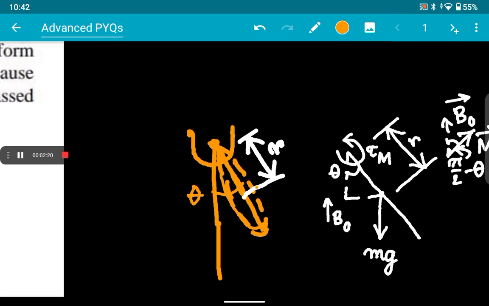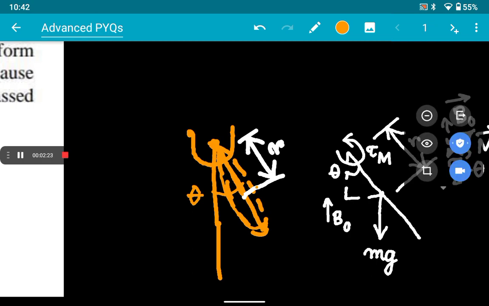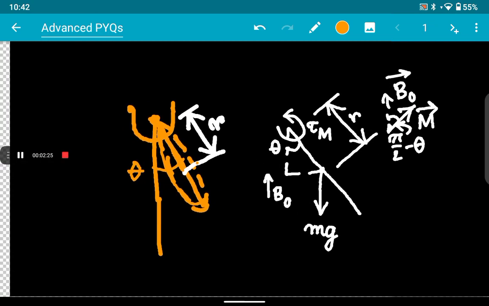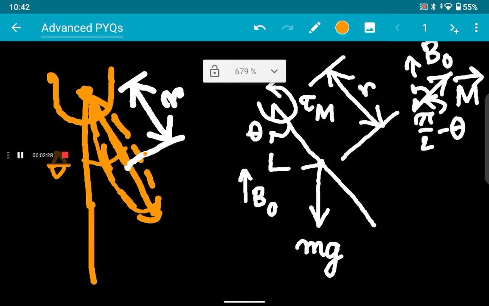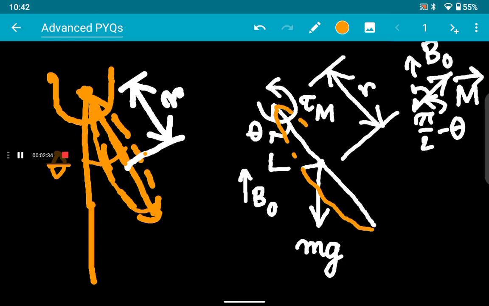Anyway, let's draw the free body diagram now. The free body diagram will look something like this, where this is the loop. This is a circular loop of radius r, and this angle is theta. It has turned by angle theta by this PQ. Here we have a PQ rod. Okay, so now we have to comment on the angle theta.